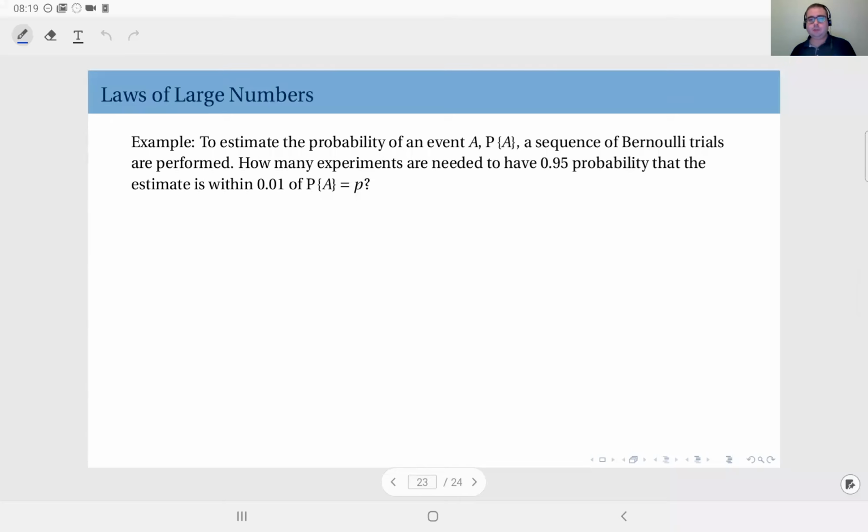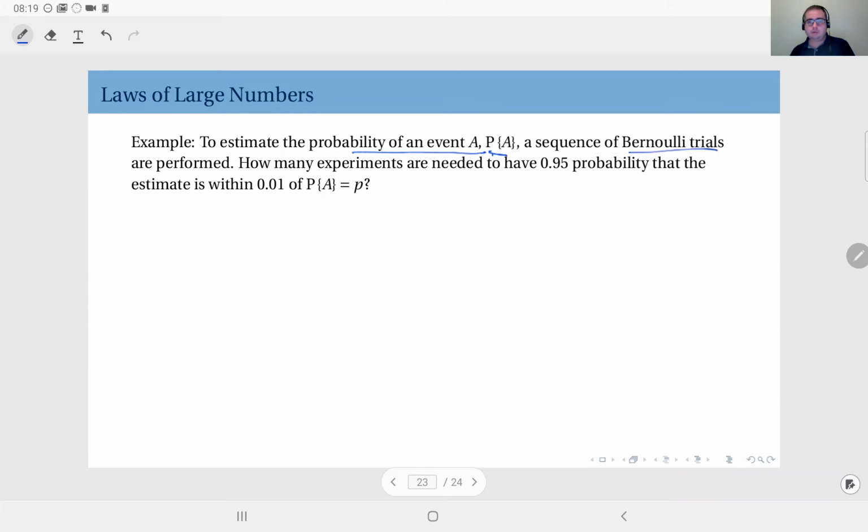Here, I'm going to demonstrate the use of the weak law of large numbers for such an estimation. In fact, we are going to do nothing but apply Chebyshev's inequality. Okay, that's the key point. The question is to estimate the probability of an event A, P, where a sequence of Bernoulli trials are performed.